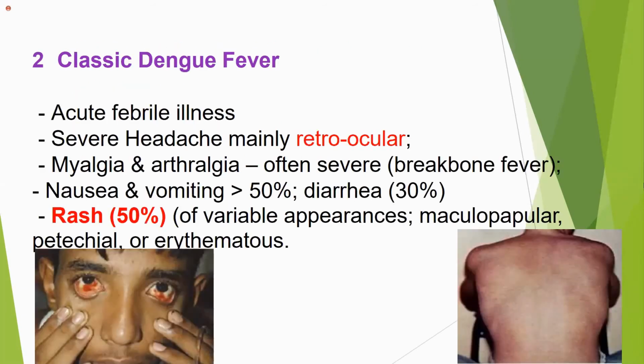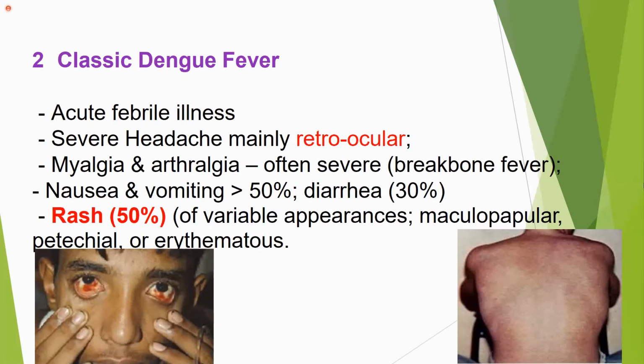Classic dengue fever is an acute febrile illness with high-grade fever and chills. There's a severe headache, mainly retro-ocular, behind the eyes. Myalgias and arthralgias are often severe. Nausea and vomiting occur in more than 50% of cases, and diarrhea in up to 30%. Rash occurs in 50% of patients and is of variable appearance: maculopapular, petechial, or erythematous.